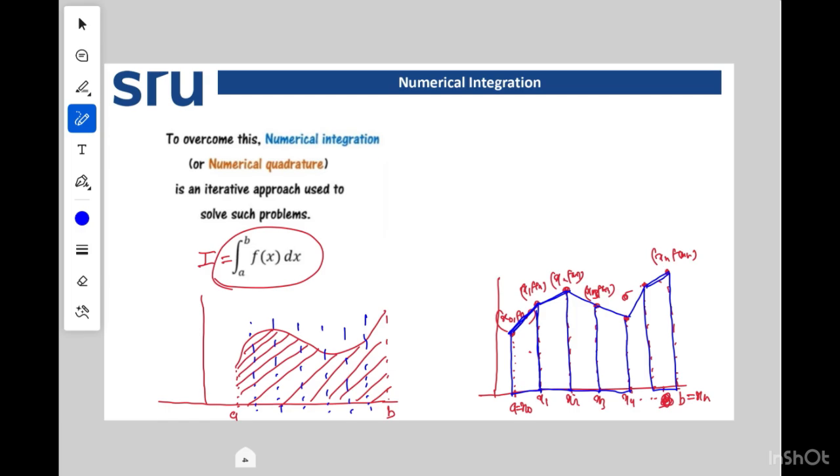First, what we have done here is divide the interval into a finite number of subintervals, and the width of each interval is given by h. Each interval has distance h. Now if you see, each interval forms a trapezoid with the x-axis. Suppose the area of this trapezoid is a1, and the area of this trapezoid is a2. Suppose this one is a3, this one is a4, dot dot, this one is an.